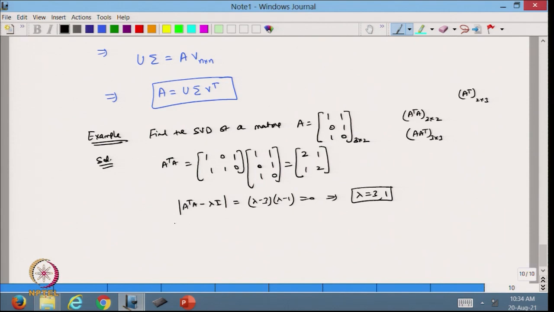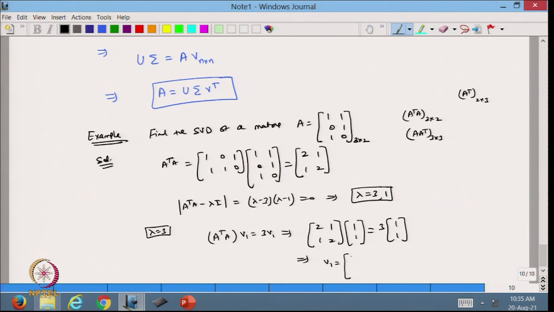Now, corresponding to the eigenvalues, I want to find the eigenvectors. So, corresponding to lambda equal to 3, A transpose A V 1 is equal to 3 V 1. So, I have my matrix 2 1 1 2 and I want a vector such that the result is equal to 3 times this vector. I can choose this vector as 1 1, because it gives 3 3. Now, I want to make this vector orthonormal also, so I want to normalize it. I just take the V 1 vector as 1 by root 2 and 1 by root 2. So, I have normalized this vector and taken the first eigenvector as this one.